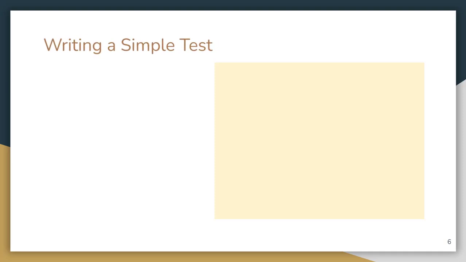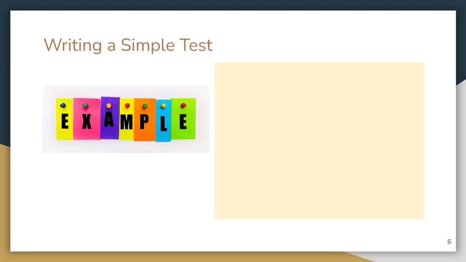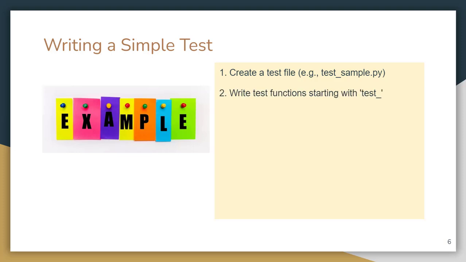Writing a simple test. This is a simple basic example. Create a test file. You can give it a name like test_sample.py, with extension py. Write a test function starting with test underscore. Use assertions to validate outcomes, that is, you can validate output or error messages using assertions.